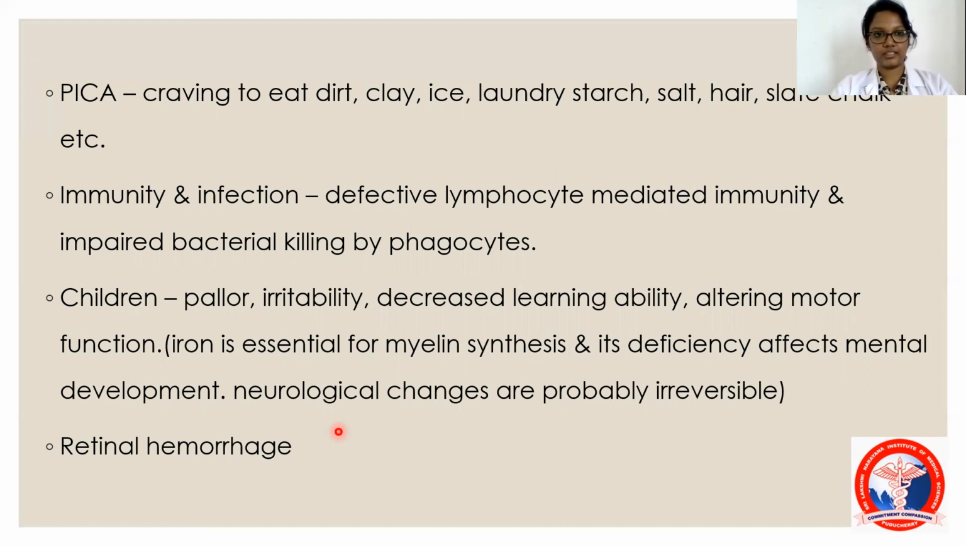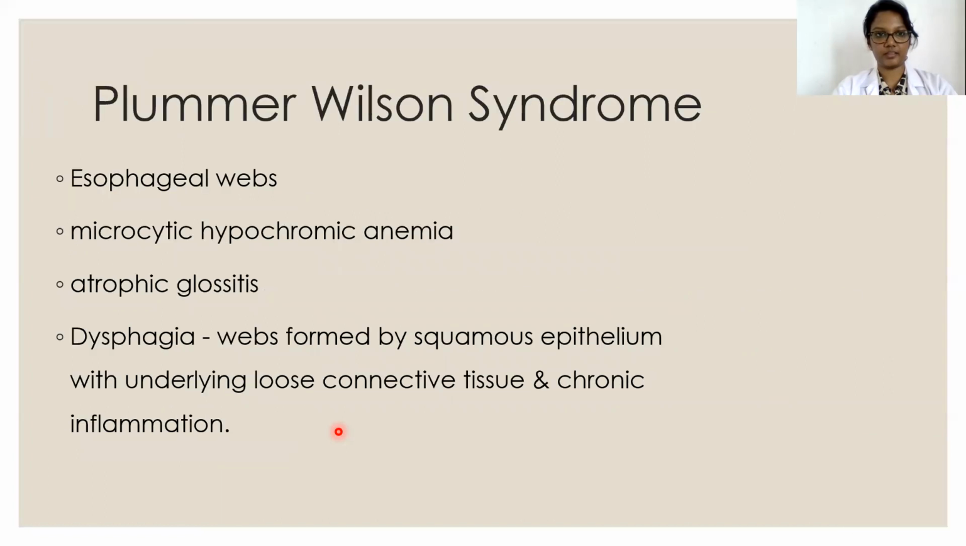Patients with iron deficiency anemia are also prone to have lower immunity, and they are prone to have repeated infections because of low immunity. In children, they also present with irritability, decreased learning ability, and altered motor function. In extreme cases, they can present with peritoneal hemorrhage.